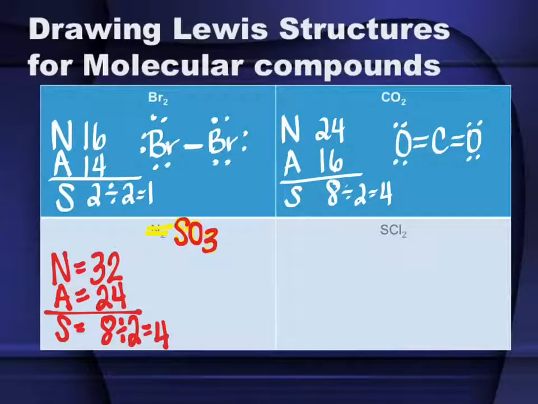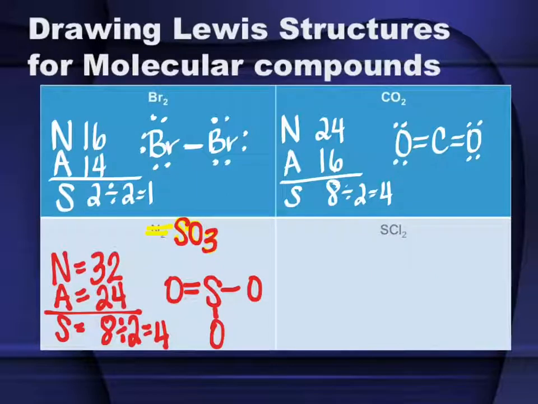So we're going to set this up. S is in the middle. Oxygen on either sides. 3 oxygens. I have 3 atoms, but how many bonds do I have? 4. One's double. Which one does it go on? It doesn't matter.